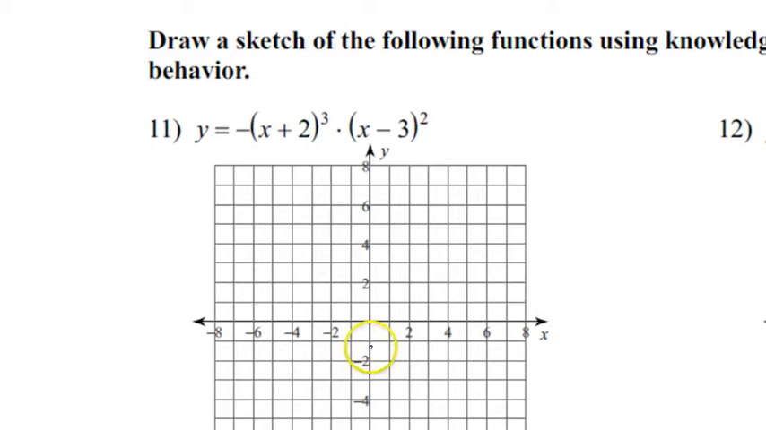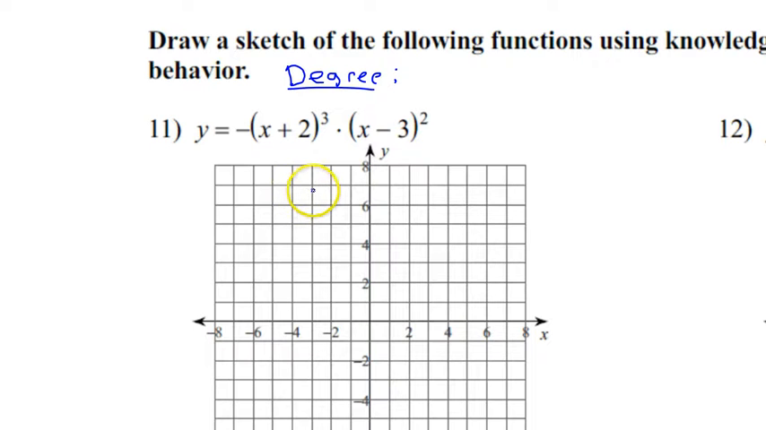All right, so on number 11 and 12, in this video we're going to talk about how to sketch the graph of a polynomial that's given to us in factored form. Notice that it's negative. So the first thing you should do is contemplate the degree. Okay, so look at number 11. Can you tell me what the degree of this function is going to be?